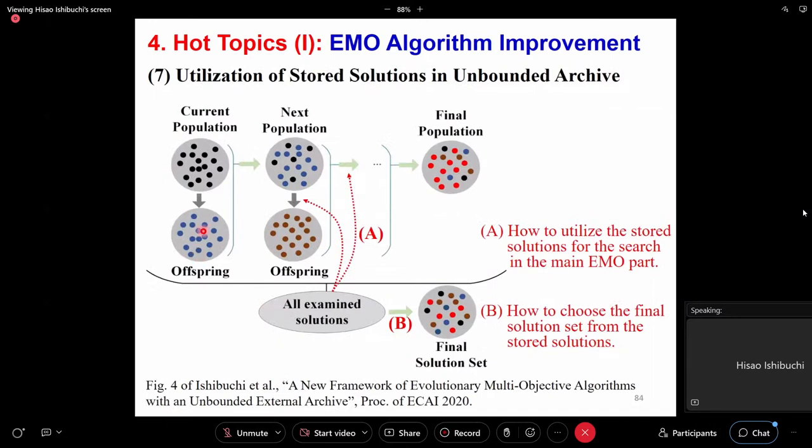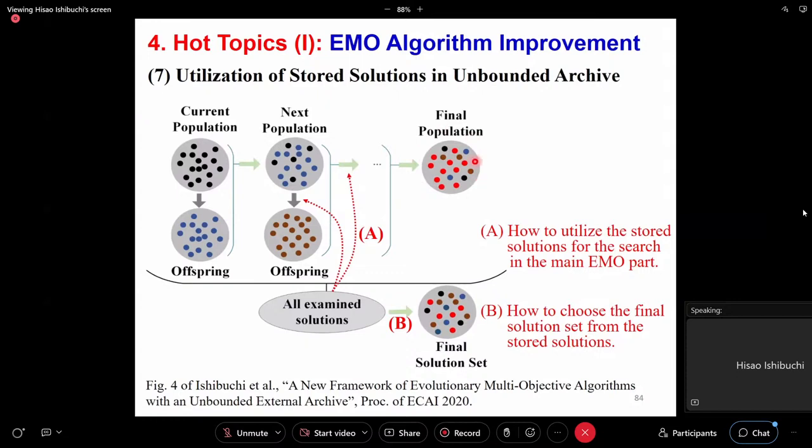Another hot topic is utilization of stored solutions. I have already explained that the current evolutionary computation algorithm has this structure. From the current population, we generate new offspring, children. Then from the current population and children, we select the next population. And then from the next population, we create new solutions, children. Then from this population and offspring population, we choose the next population. In this manner, we obtain a good final population. This is the basic idea of evolutionary multi-objective optimization.